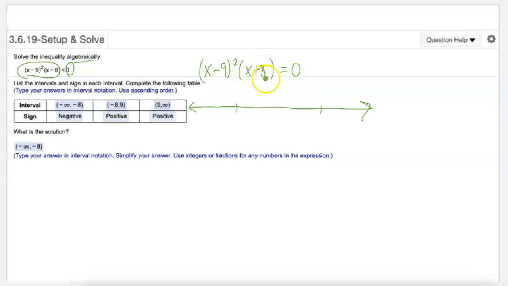Now, once it's factored, what you want to do is solve the related equality. So where is this polynomial equal to 0? And that's pretty simple once it's factored. We set each factor equal to 0. So x minus 9 equals 0 is true when x is 9. And x plus 8 equals 0 is true when x is negative 8.